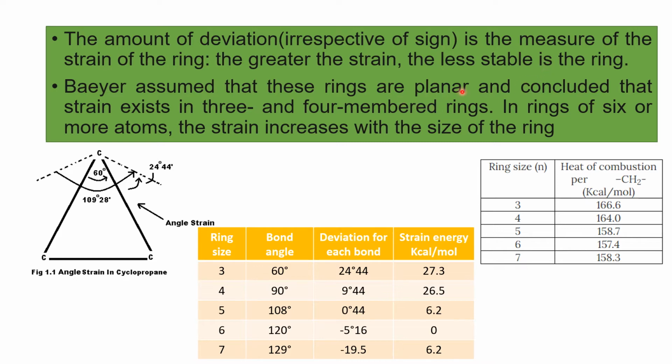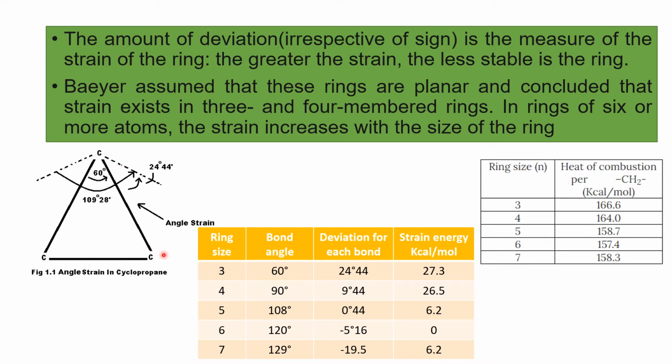He assumed that all rings are planar, meaning all the carbon atoms lie in one plane, like we draw the structure on two-dimensional paper. All carbons lie in one plane. Based upon his calculations, he concluded that in 3 and 4 membered rings, that is cyclopropane and cyclobutane, there exists strain, so they are unstable. Cyclopentane is stable, but when the ring size increases beyond 6, as the size increases, strain also increases, so these rings are unstable.